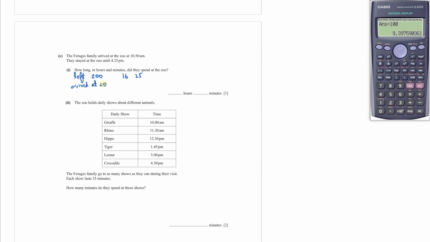If I subtract these two, I will get the time that they spent at the zoo. I cannot subtract 50 from 25, so I'll have to carry. This will be 15, and I'll add 60 minutes to this 25 minutes, so this will be 85. 5 minus 0 is 5, 8 minus 5 is 3, and then 15 minus 10 is 5. So they spent 5 hours and 35 minutes at the zoo.